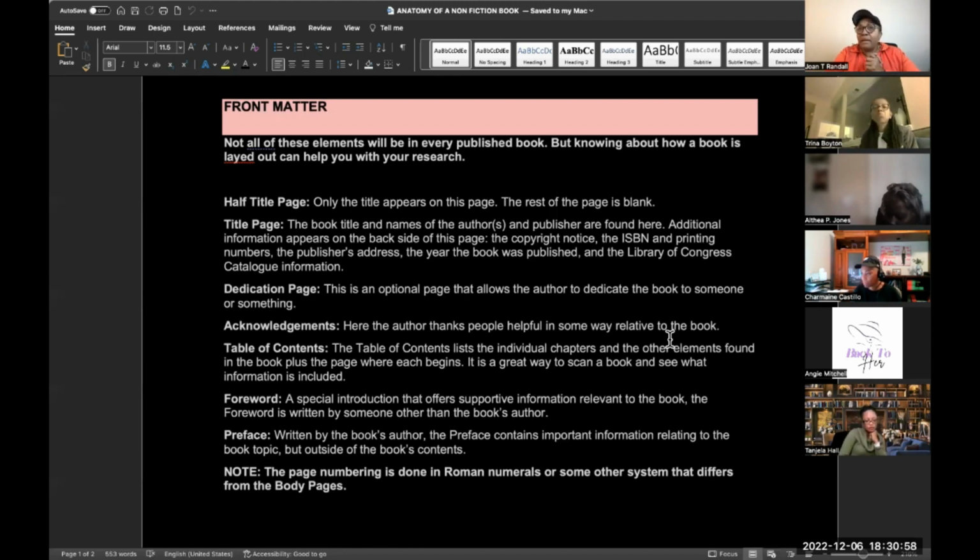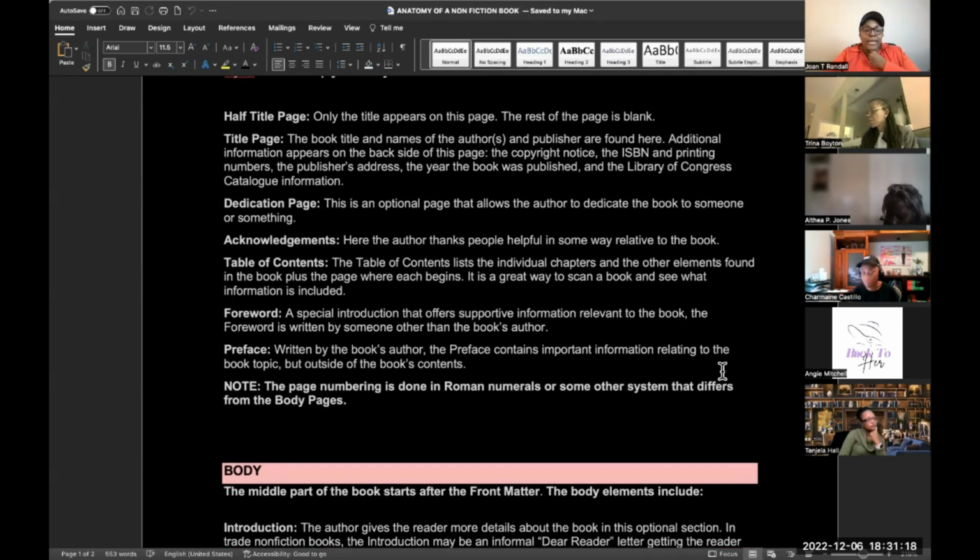But the table of contents just gives the reader the layout of the book and every chapter or every idea that's in the book. So it kind of gets them understanding, oh, let me just see what's in this book, what this book is all about, right? It's a great way to scan a book and see what information is included. Now, the next one is a foreword. The foreword is not supposed to be written by the author.